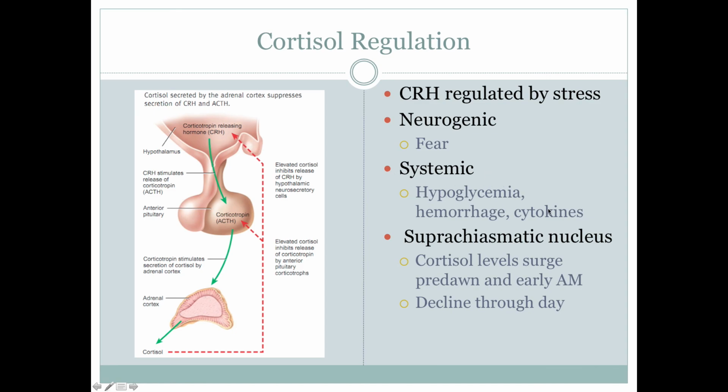So when your blood sugar's low, when you're bleeding, you might not know you're bleeding. One of the largest reasons for iron deficiency anemia in adults is GI bleeding. So you might not know that you're bleeding. You might just have a dark stool and feel kind of tired. And then a high cytokine storm, so a lot of inflammatory cytokines.